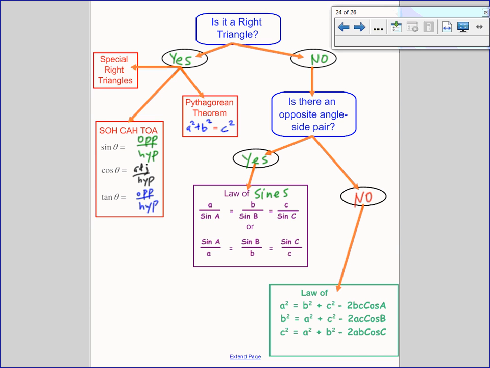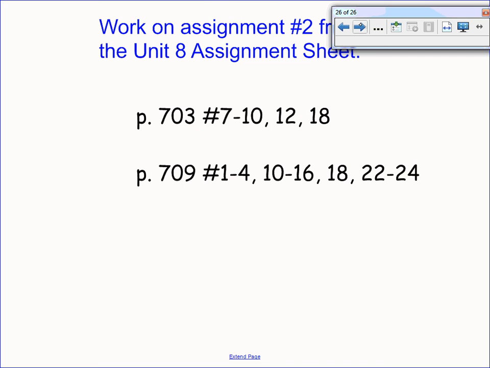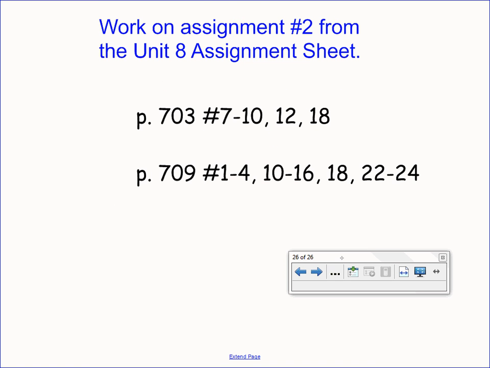This flow chart you'll see again, right? And you want to be using it as you attack these missing side, missing angle problems in our application packets next time, day 3. What questions do you guys have on our discussion? There's a completed chart and your assignment. Nice job. I'm going to go ahead and stop the recording and upload it to our YouTube channel.